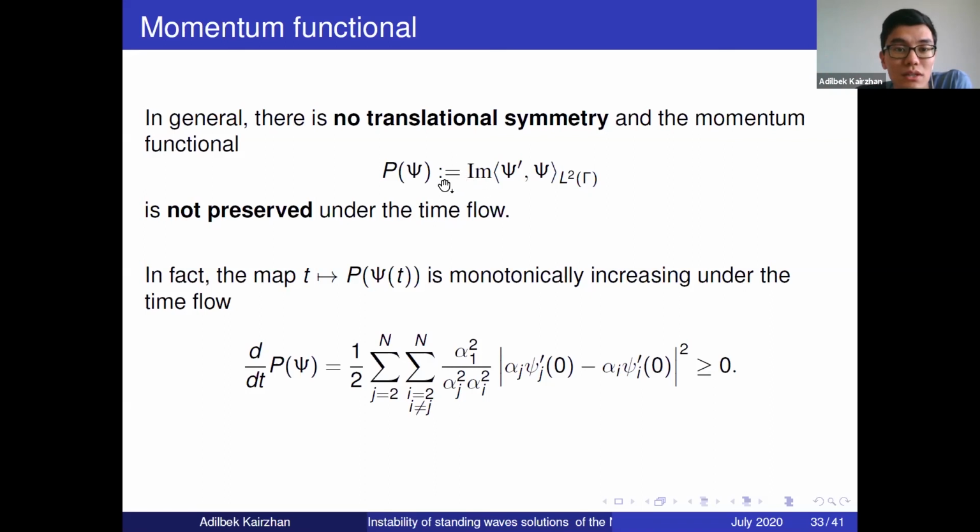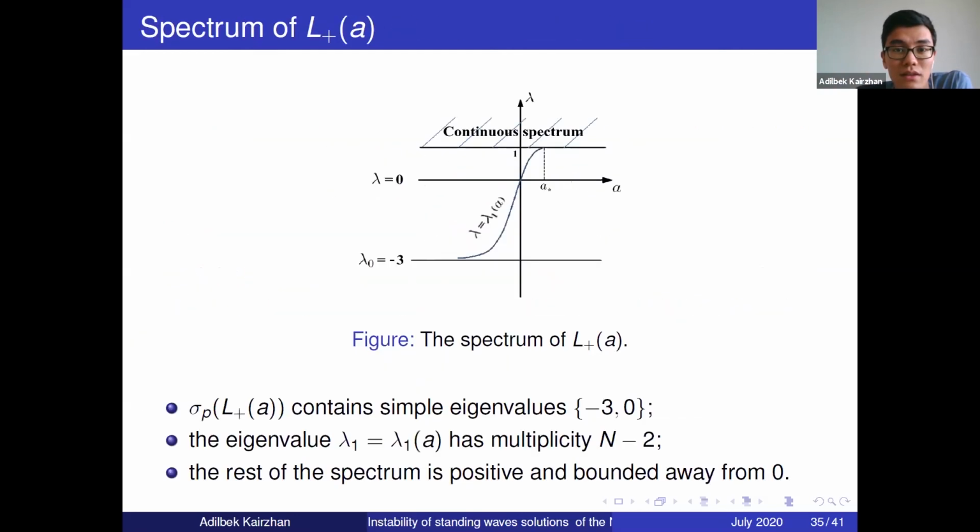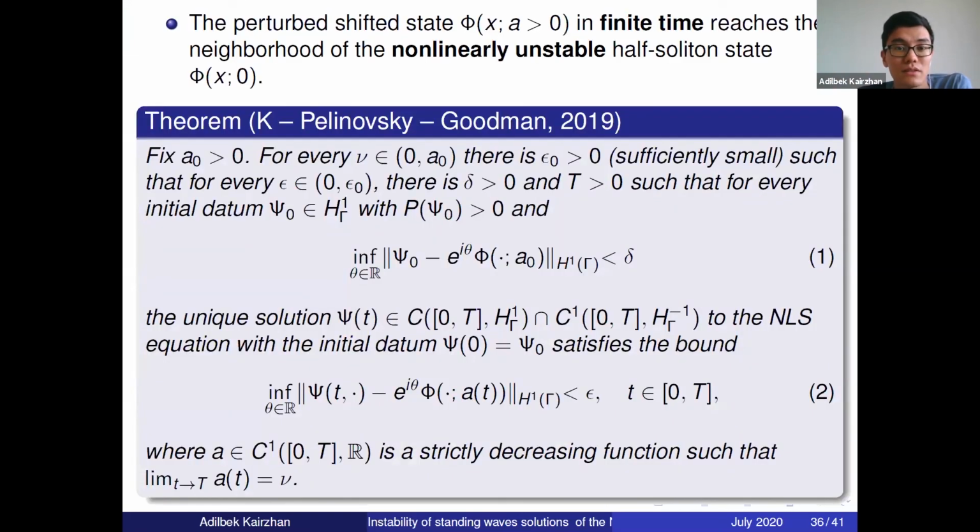And so we can find explicitly that if you take the derivative of the momentum functional with respect to time, then it's a monotonically increasing function. And here is the result that will later show that this monotonically increasing behavior of the momentum functional is related to the behavior of the translational parameter A, and it's given by this theorem.